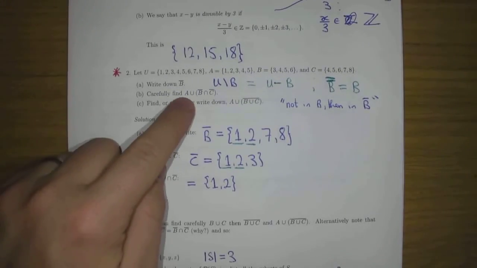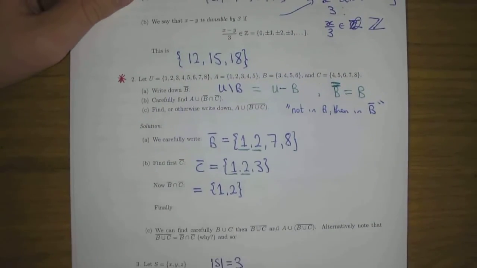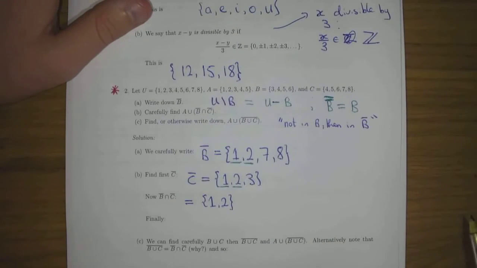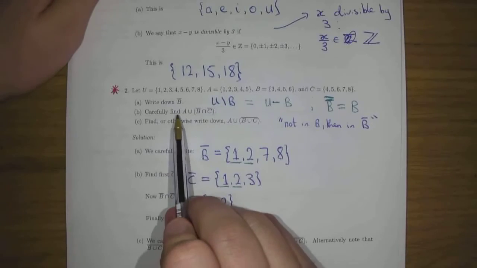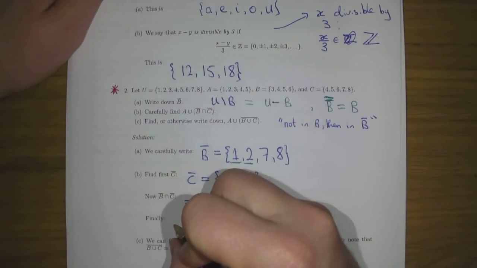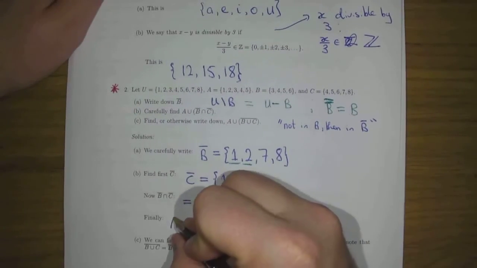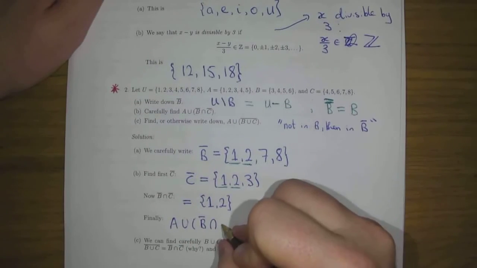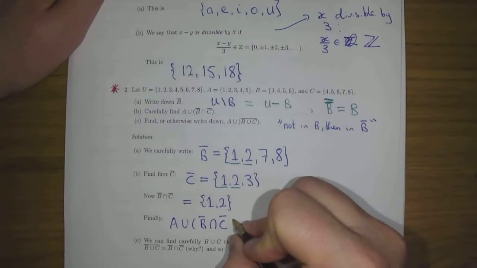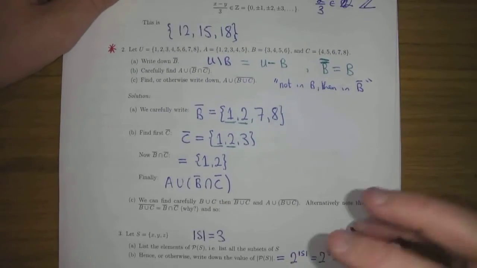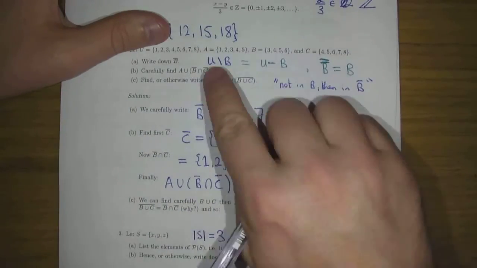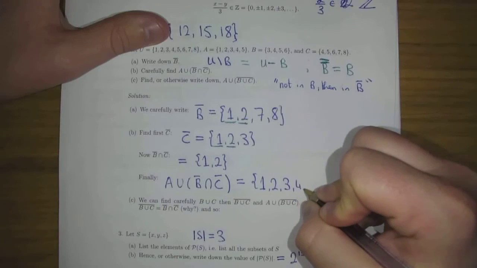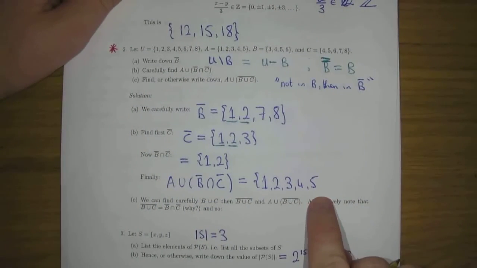And then it wants us to find A union this. So that's all the elements that are in this or in this. And my recommendation here is if you're doing a union, write down everything in the first set. So I need to write A union, not B, intersection, not C. And this is equal to, so write down everything in A, 1 to 5.